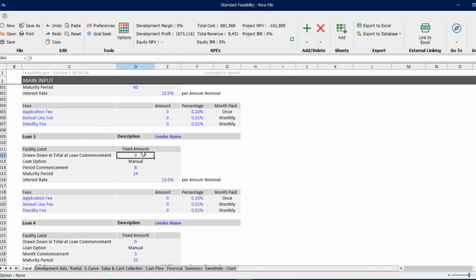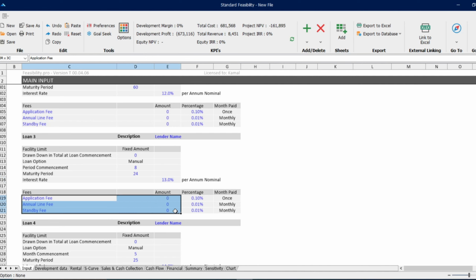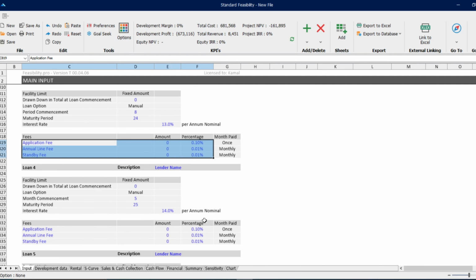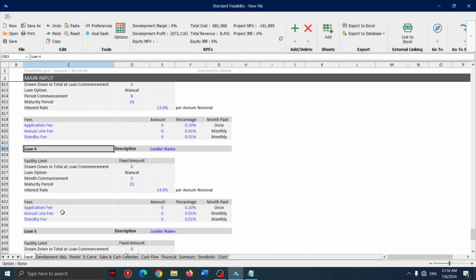Enter here the amount of loan, loan commencement period, loan maturity period, and rate of interest. Fees are entered in a similar way as in Loan 1 and Loan 2. We can enter input parameters for Loan 4 and Loan 5 in a similar way.